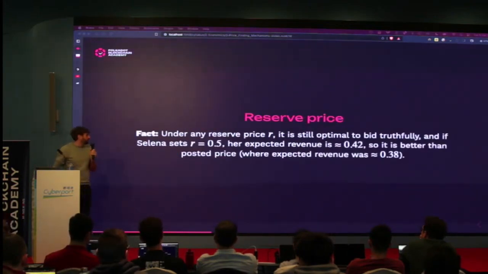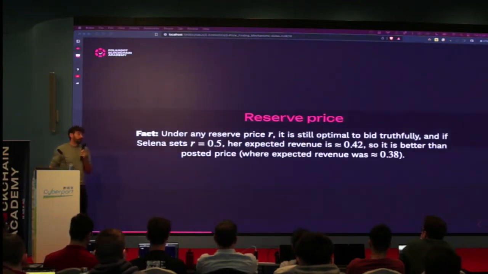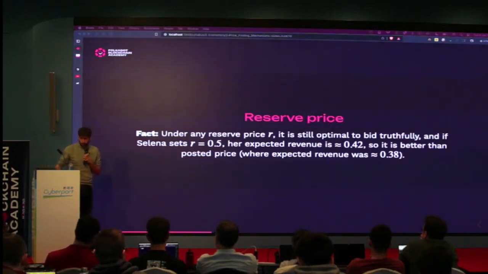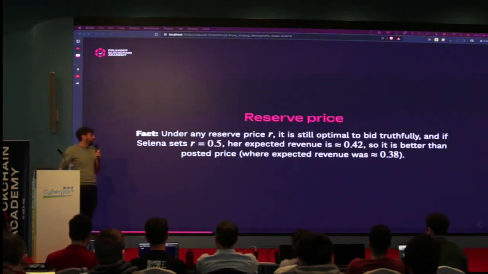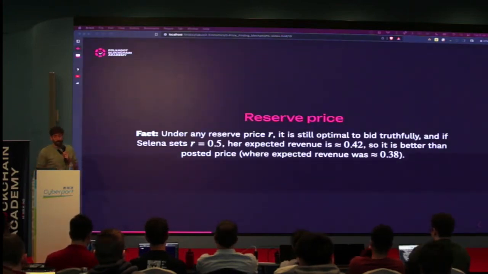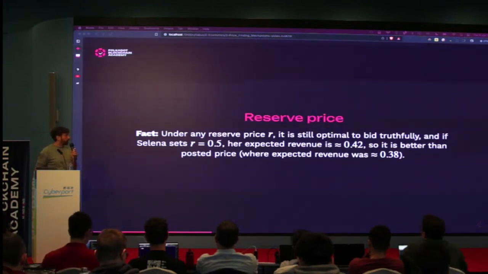And there's the fact that under any reserve price R, it is still optimal to bid truthfully, and if Selena sets R to 0.5, in the case of uniform distribution, the expected revenue for her is 0.42, which is actually better, right? So we can make the auction better than just posting a price. And again, the proof I won't show here.